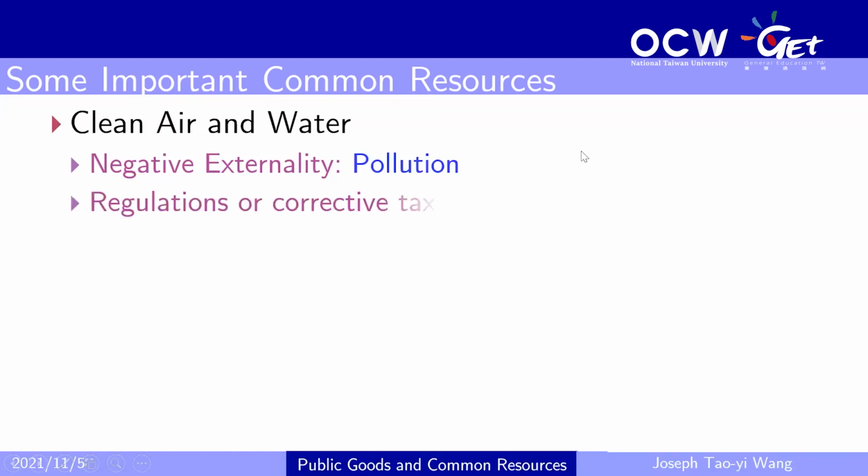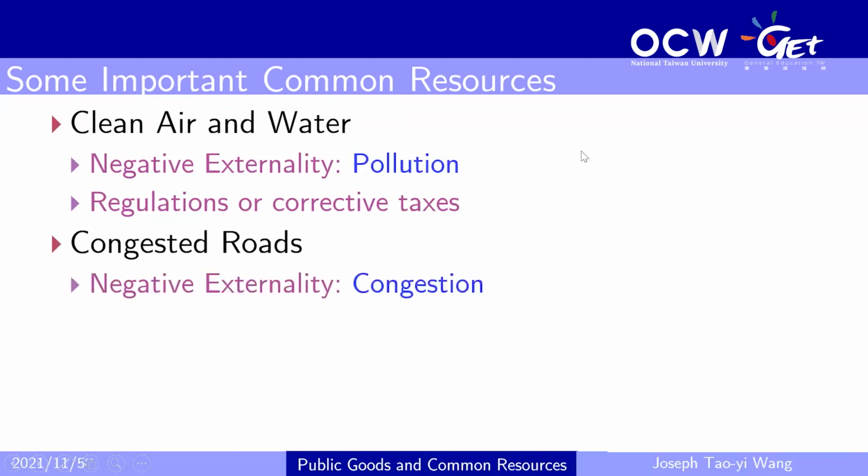And you have, say, pollution, which we usually solve through different environmental regulations, or corrective taxes. Carbon tax is one of the things on the table that people talk about, and that is a good example of corrective taxes. Congested roads are also a common resource, because the more you drive during rush hours, the more congested it is, and the worse off everybody's welfare is. So you have that problem.